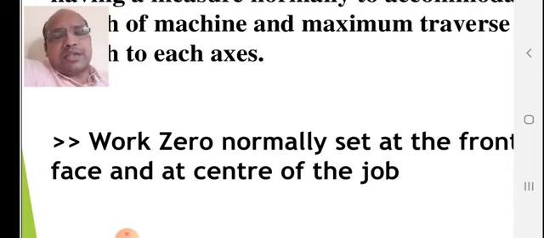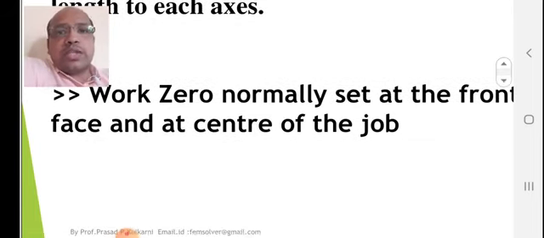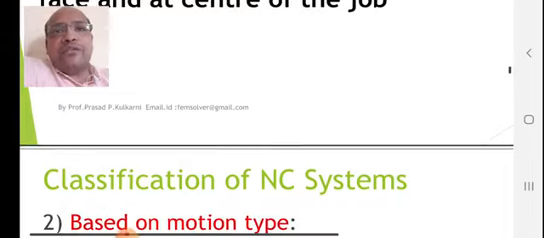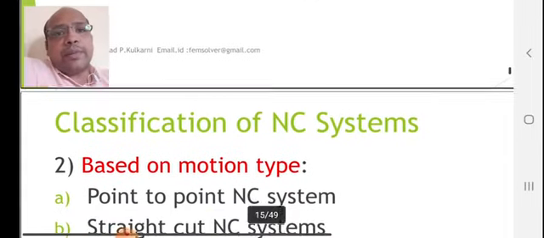Sometimes in the examination we are asked to write a part program, but work 0 is not defined, so we have to assume it. You can take work 0 at the front face at the center of the job, or at any place on the work. You must assume it on the surface of the workpiece itself. It is a reference position to define coordinates in a part program.